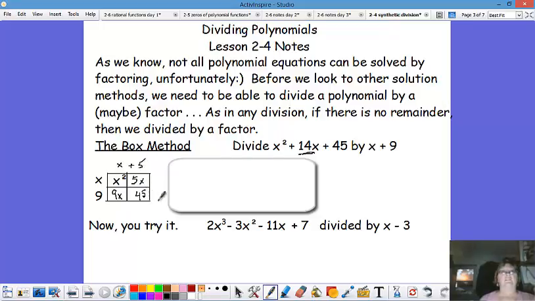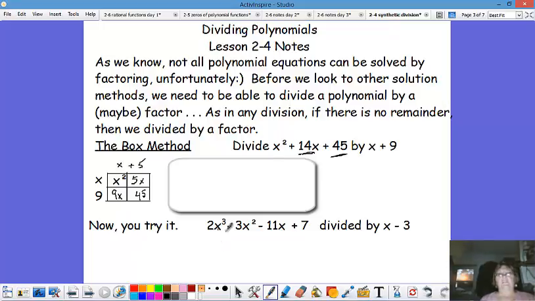Now, I want to look back at my polynomial. Oh, that's good. We needed 45, so we do have a factor. X squared plus 14x plus 45 can be found by multiplying x plus 9 times x plus 5. All right, I'd like to ask you to try that now.